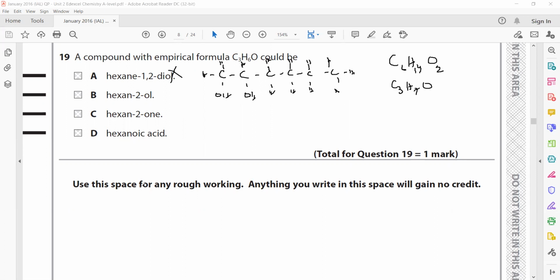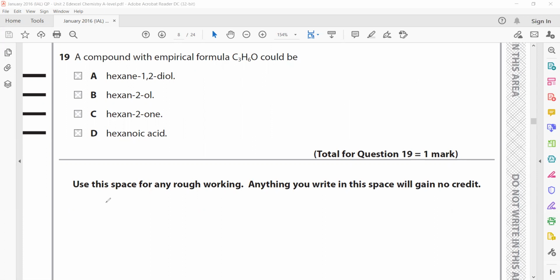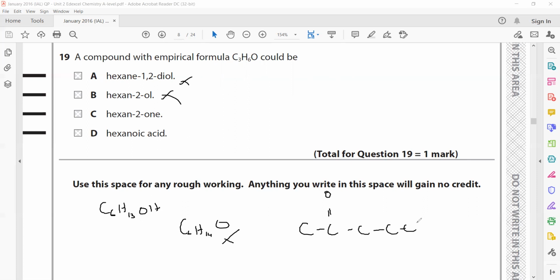When we check B, hexan-2-ol, C6H13OH will be there, or C6H14O. It cannot be further simplified, so it cannot be that. Then hexan-2-one, this is CH3, CH2, CH2, CH2, CO and CH3. There are 6 carbon atoms, 12 hydrogens, and oxygen. We cannot simplify further, so it cannot be.